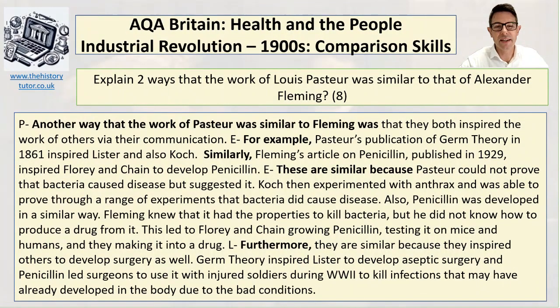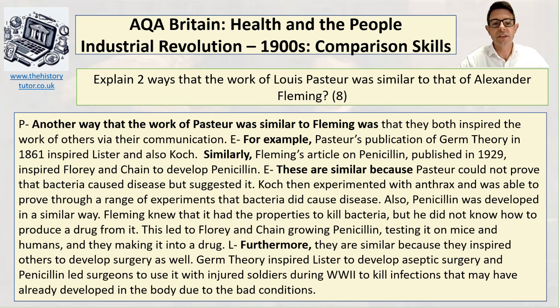Okay, so here's my complete answer then. So I've said another way the work of Pasteur was similar to Fleming was they both inspired the work of others via their communication. For example, Pasteur's germ theory, 1861, inspired Lister and also Koch. Similarly, Fleming's article on penicillin inspired Florey and Chain to develop penicillin. These are similar because Pasteur could not prove that bacteria caused disease, but suggested it. Koch then experimented with anthrax and was able to prove through a range of experiments that bacteria did cause disease.